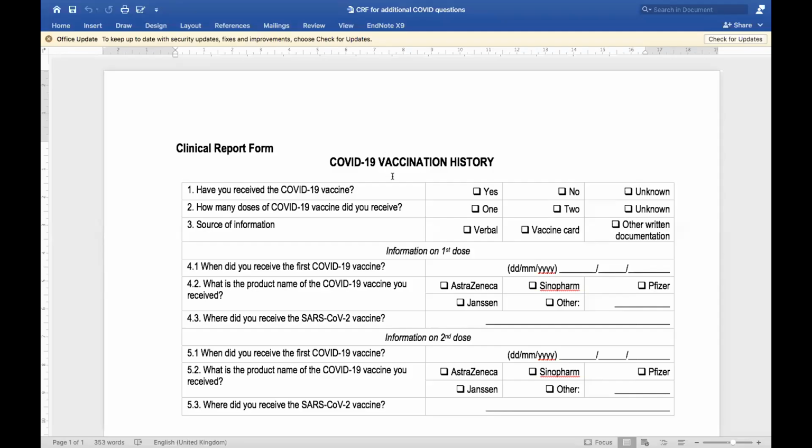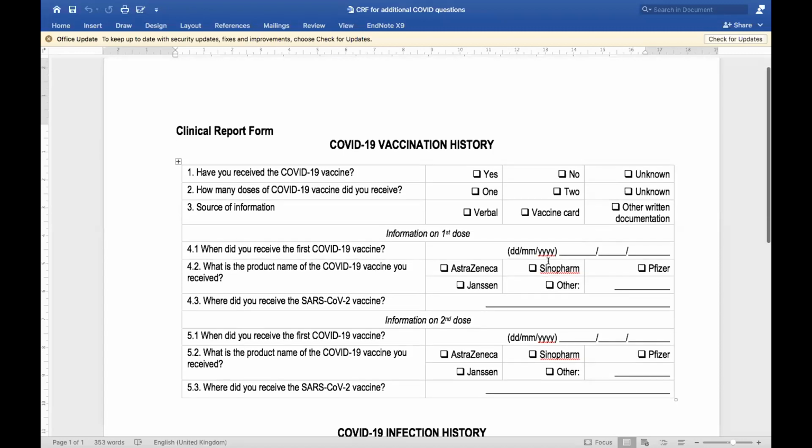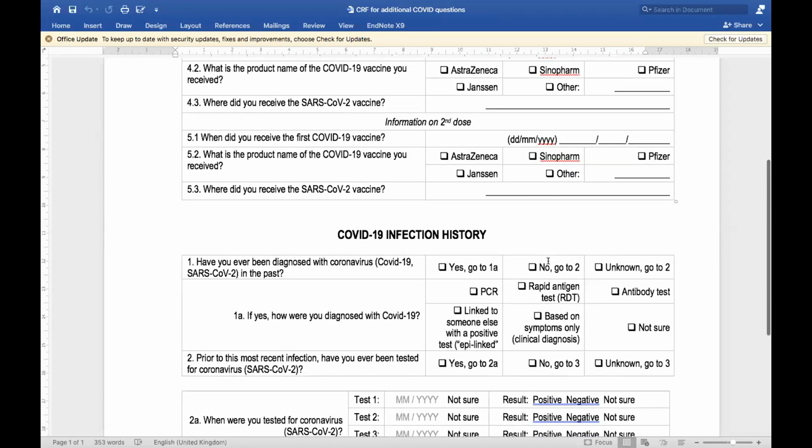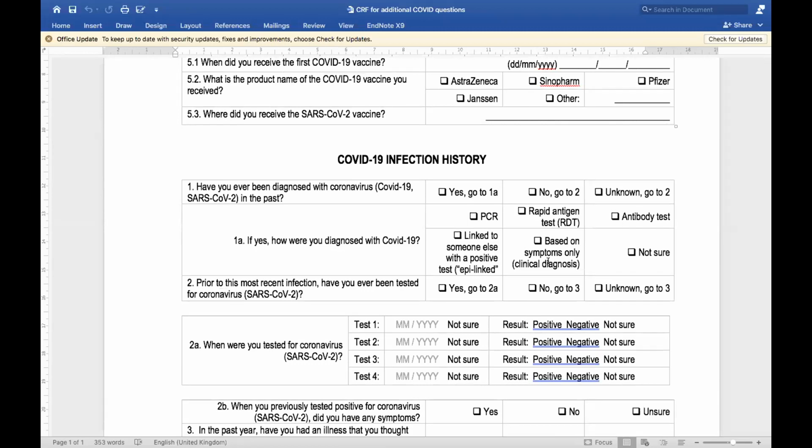So this is the vaccine history. This will be filled alongside the admission form. It will come as a soft type of paper. Of course, for facilities that use electronic systems, this will be filled in electronically.